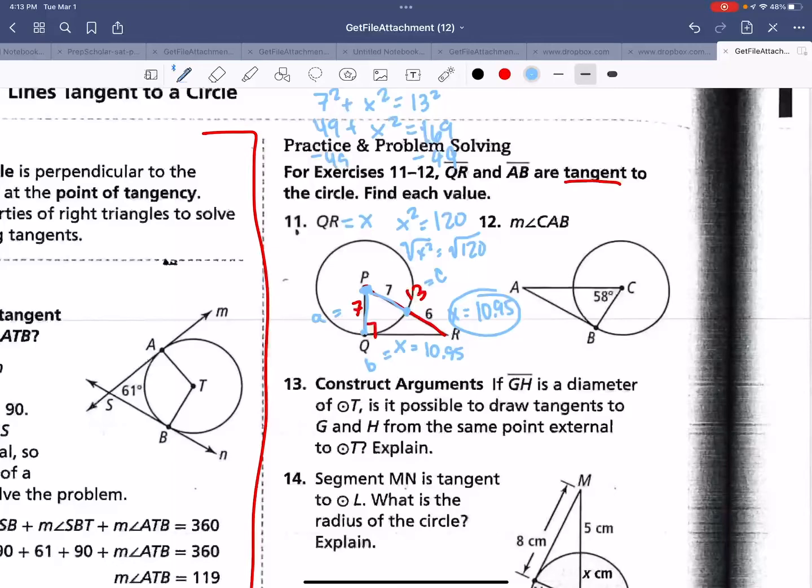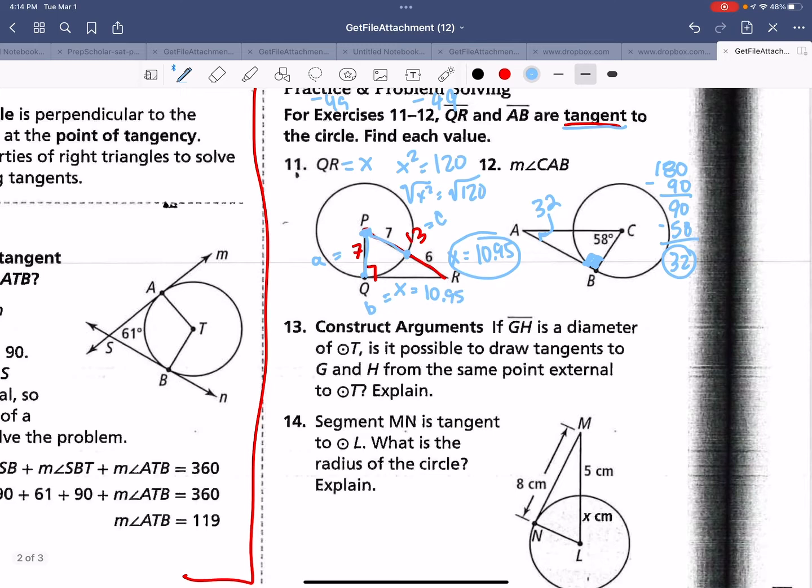Looking at question number 12, if they tell us this is a tangent, we know that's 90. What would be this angle? Well, that would be 180 take away the 90-degree angle. So we know this has 90 degrees left, and then take away the 58. We get 32. And we can add those up just to make sure, right?